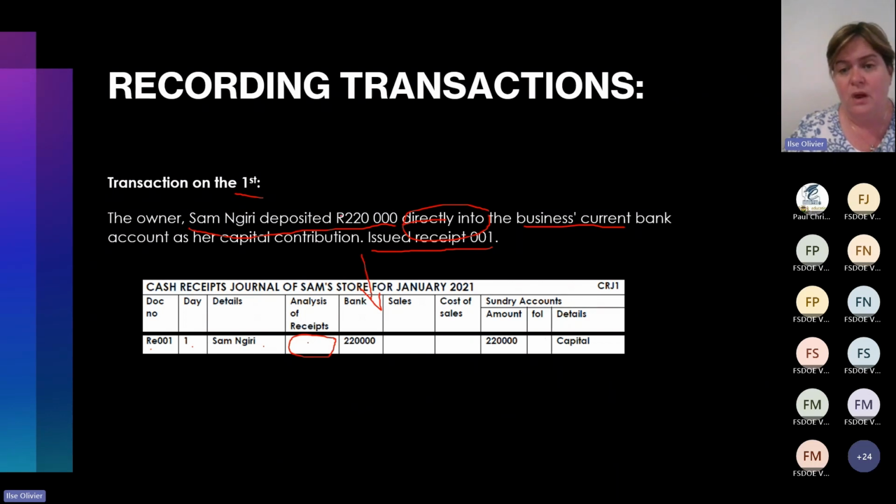And what was it for? The business, for his capital contribution. So it is for capital.